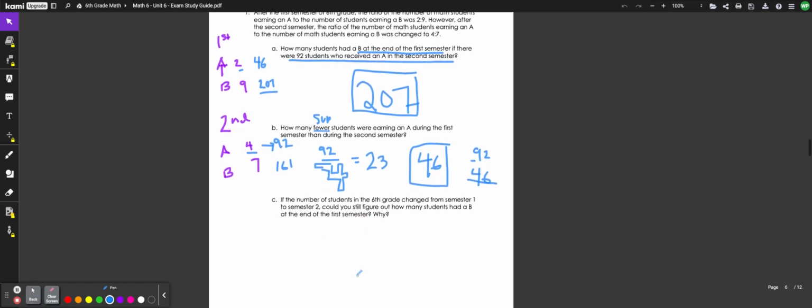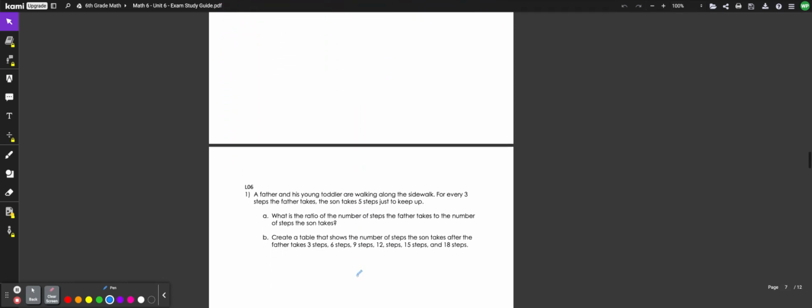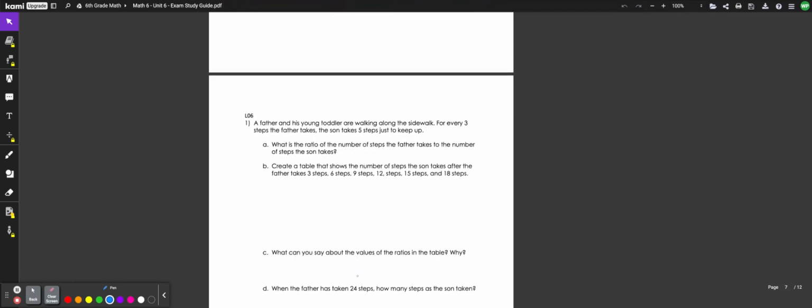So as long as we have those values, yes, we can figure it out. Next, a father and his young toddler are walking along the sidewalk. For every 3 steps that the father takes, the son takes 5 steps just to keep up. What is the ratio of the number of steps that the father, so father is first, 3, to the number of steps that the son takes?